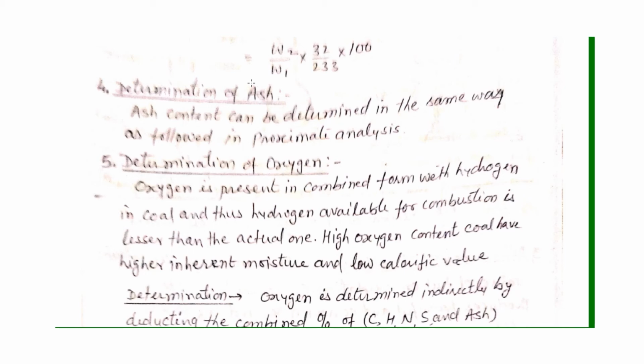So here also, because this ultimate analysis is combustion based analysis, we have to burn the given coal sample, and on complete combustion the end product we get is the ash. So we just have to weigh the final product to get the quantity of ash, and dividing it by the coal sample weight and multiplying by 100, we can find out the percentage of ash content.